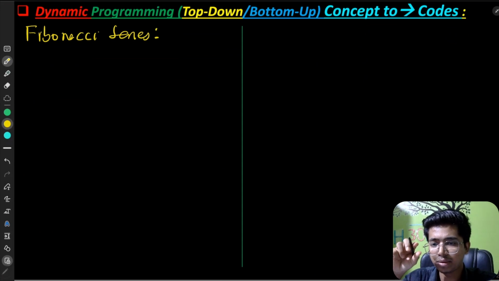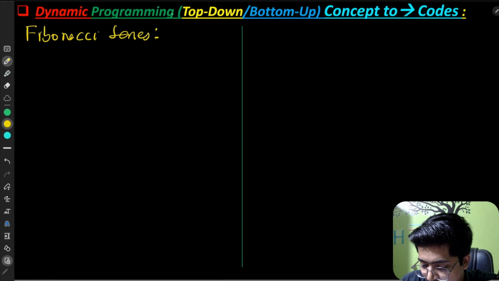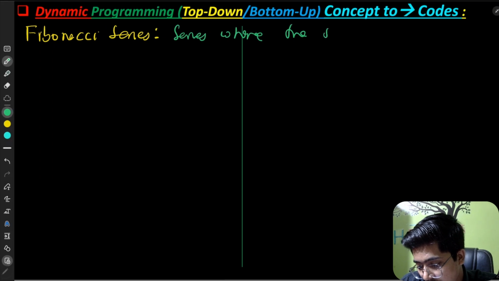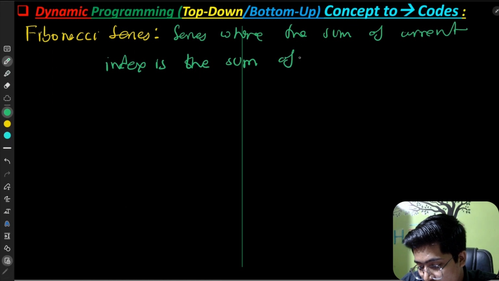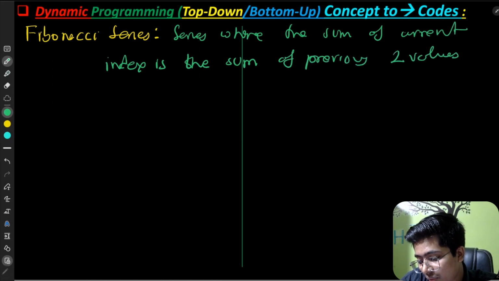Fibonacci series is a series that starts from the value 0, 1, and so on. At every index, the value is the sum of the previous two values. That means in the series, the value at the current index is the sum of the previous two values. So that is Fibonacci series.